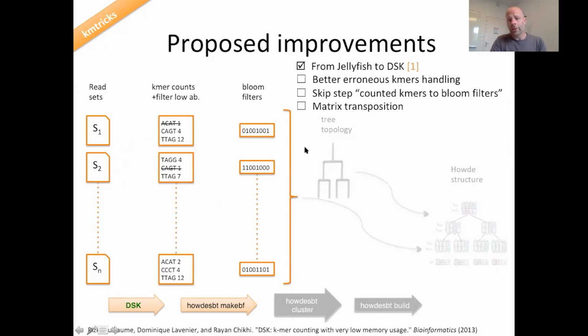So here in gray, this is what we did not change at all in the whole pipeline of AuDSBT. So let's focus on this part. First thing we have done is to go from Jellyfish to DST, which is a bit more efficient than Jellyfish. So we have the same result. We have the counted kmers after this step.